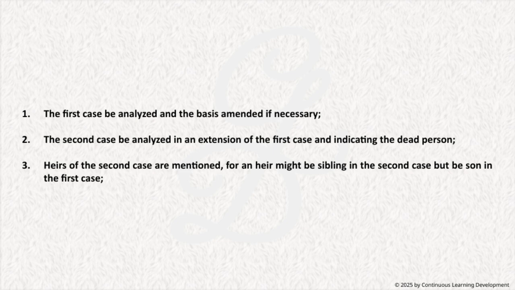Sometimes, an heir might be a sibling in the second case, but could be a son in the first. Recognizing these differences is essential because they can significantly impact inheritance rights and distribution. Connecting all these points, we see how critical it is to carefully analyze each case, understand the relationships involved, and adjust our basis accordingly. This thorough approach helps us ensure fair and accurate inheritance processes.